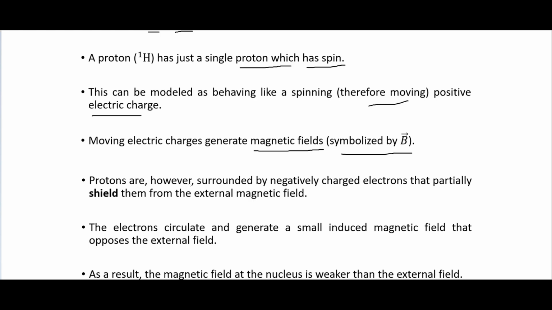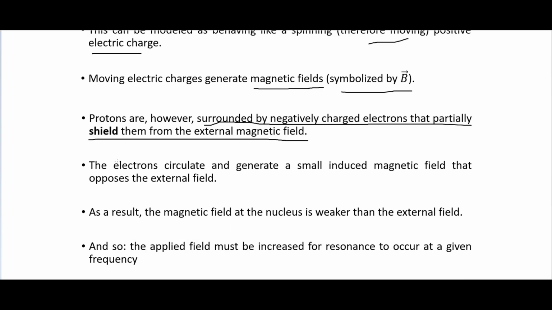Protons are, however, surrounded by negatively charged electrons that partially shield them from the external magnetic field. The electrons circulate and generate a small induced magnetic field that opposes the external magnetic field. So the vector for this induced magnetic field will be pointing in the opposite direction of the external magnetic field that we are imposing onto the sample. As a result, the magnetic field at the nucleus of these protons is weaker than the external magnetic field.